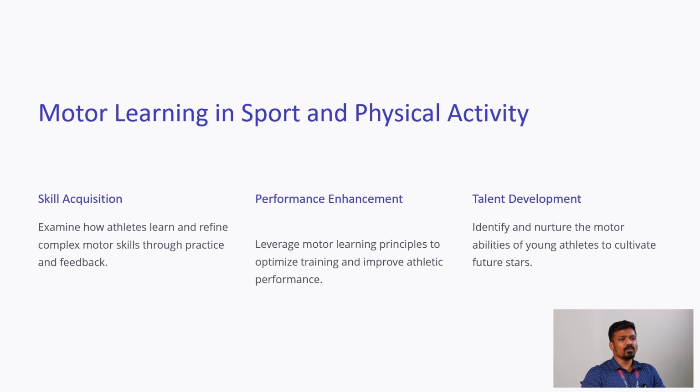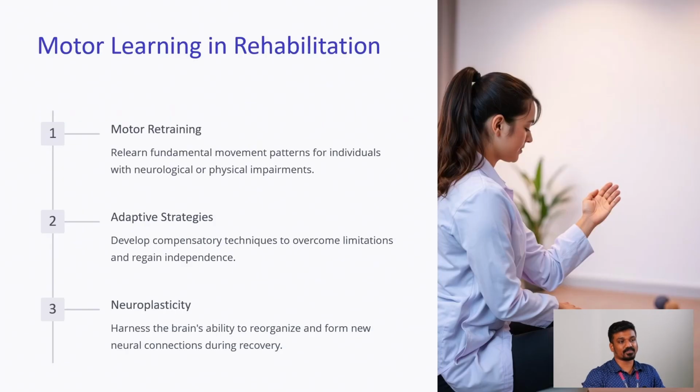Third, talent development. Motor learning is essential in identifying and nurturing young athletes. So coaches and trainers can assess the motor skills of young athletes and design training programs to develop their potential. Early skill acquisition combined with optimal learning strategies can give athletes that edge in reaching elite levels. Motor learning not only supports skill acquisition but also aids athletes in performing at their best, optimizing their physical capabilities and also the mental focus.